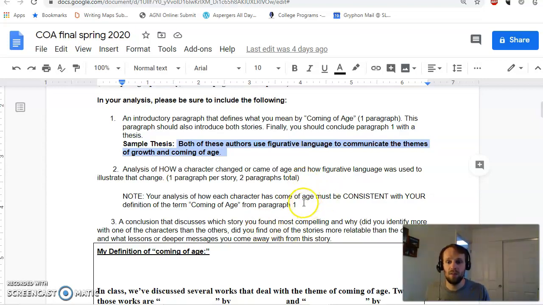And when you're talking about coming of age in these paragraphs, remember your own definition of coming of age in the introduction, because it should be consistent with your definition of coming of age.